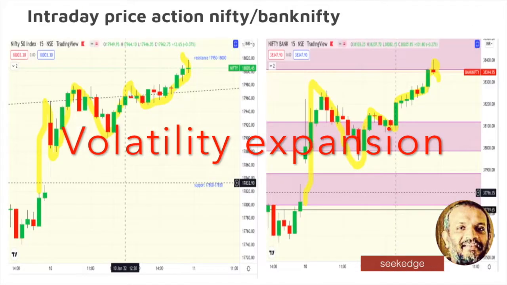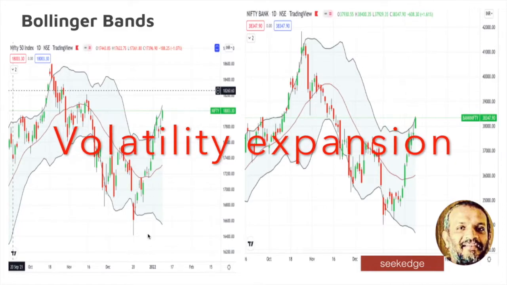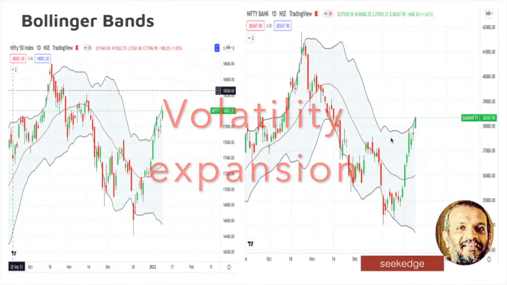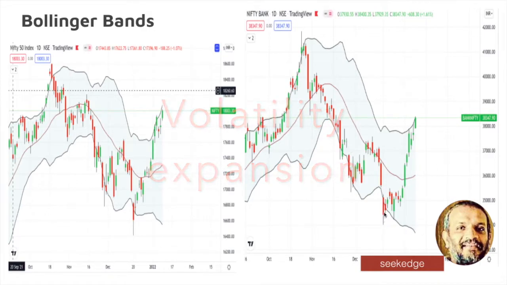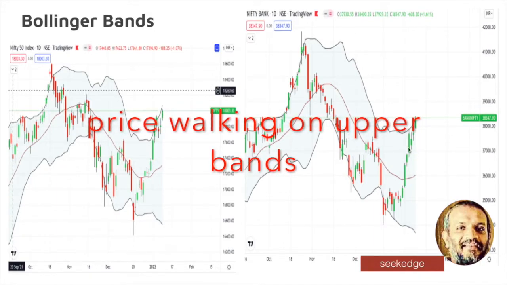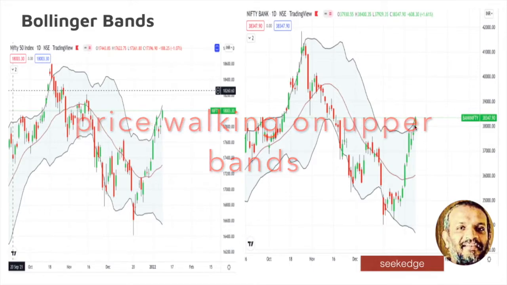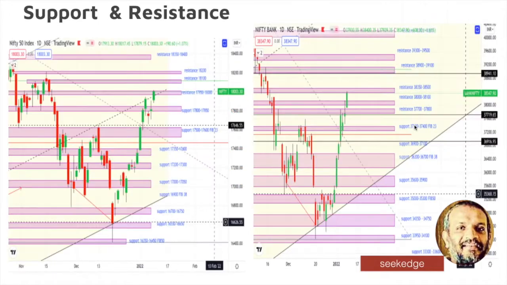So volatility expansion, if you see, the Bollinger Bands are showing that there is expansion on both sides. Here also it's upside, and so the volatility is expanding on both the sides with price moving and walking on the bands, which is a bullish signal, walking on the bands, right? The price is moving along with the upper band upward. So it's clear bullishness that the Bollinger Bands indicate.